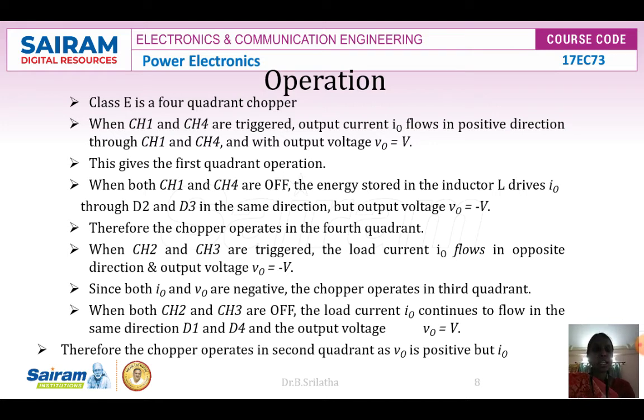So initially any two choppers will be on. Next, second case, the two diodes will be on. Third case, the two choppers will be on. And the fourth case, whichever two diodes were on are now off, and the remaining two diodes will be on. Because of that, it operates like a four quadrant chopper.